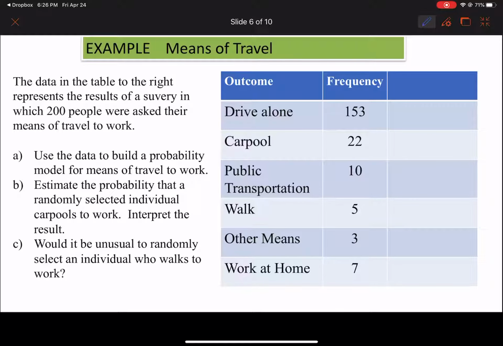All right, so I'm hoping you paused it. I'm hoping you built this probability model. So let's do this together. So there are 200 people. So we write our fractions like this. Make sure you simplify your fractions if possible. And this cannot be simplified, and that's 0.765. This one is going to be able to be simplified. And that equals 11 over 100 or 0.11.